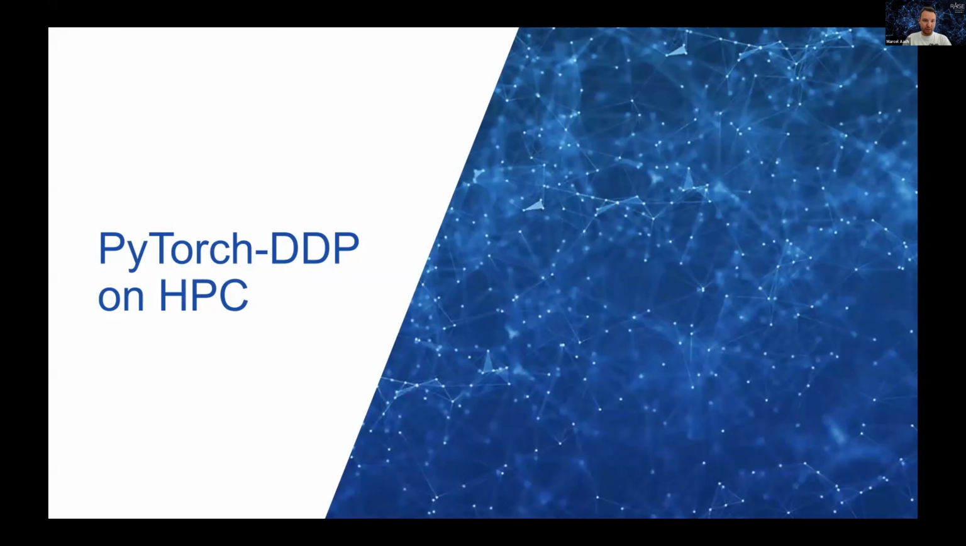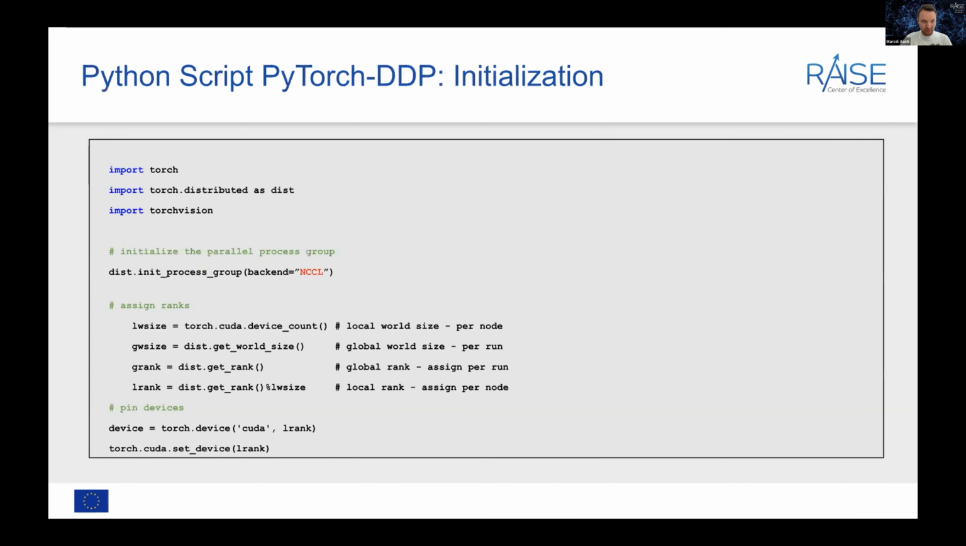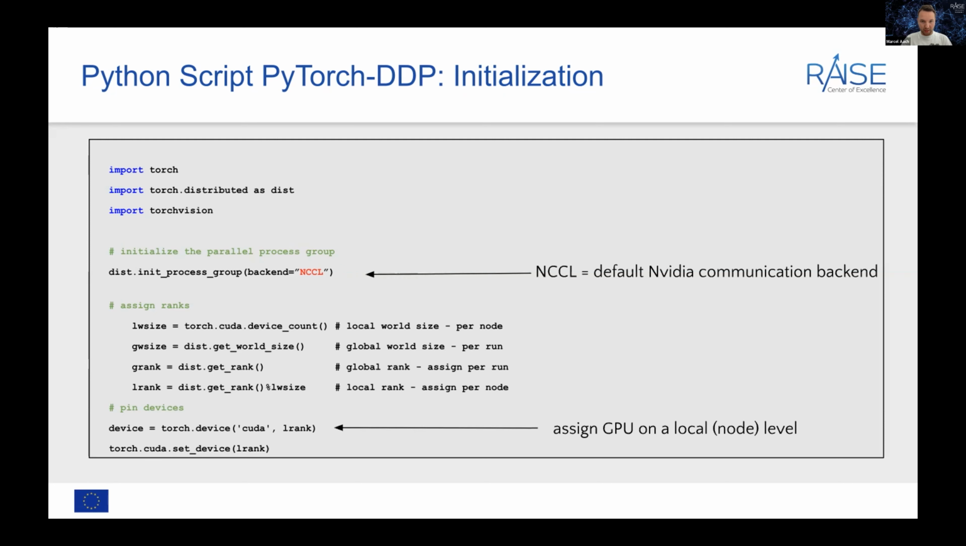Okay, that was Horovod. So let's move on to the next framework, which is the PyTorch DDP framework. The initialization looks a bit different here. Instead of Horovod, we are importing the distributed backend of PyTorch. We first run the initialization command, and here we have to specify which communication backend we want to use. And because we're on NVIDIA GPUs, it makes sense to use the NCCL backend. As I said, it's the one that's programmed by NVIDIA.